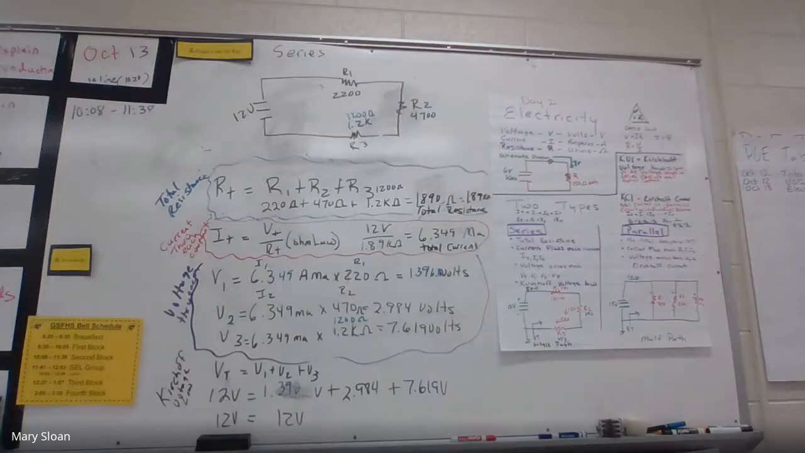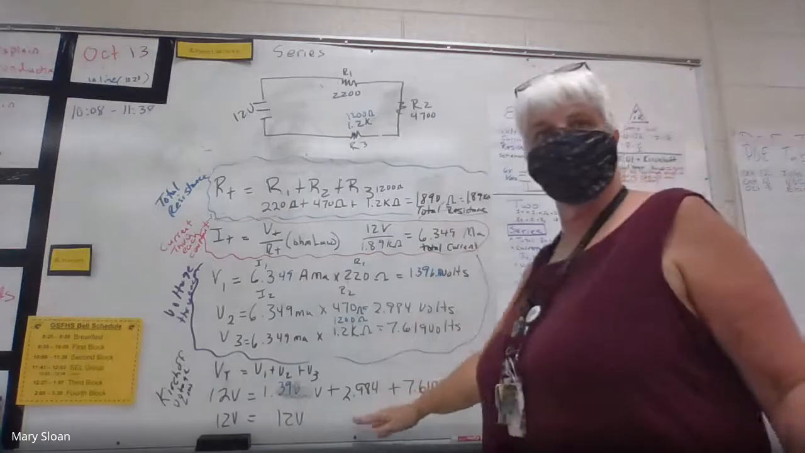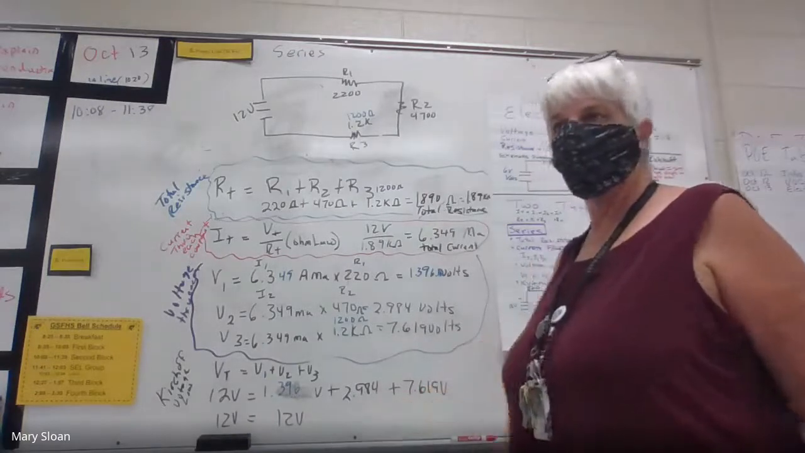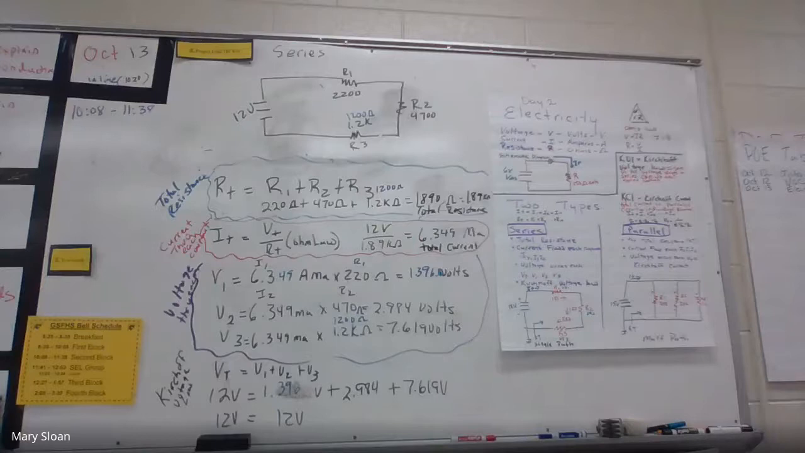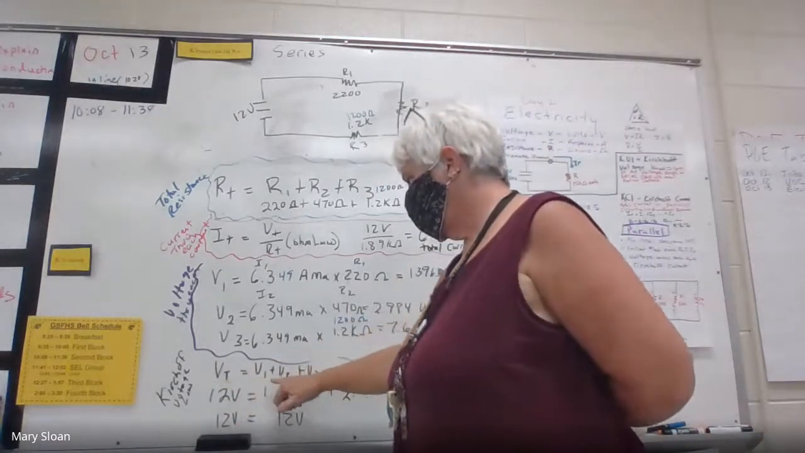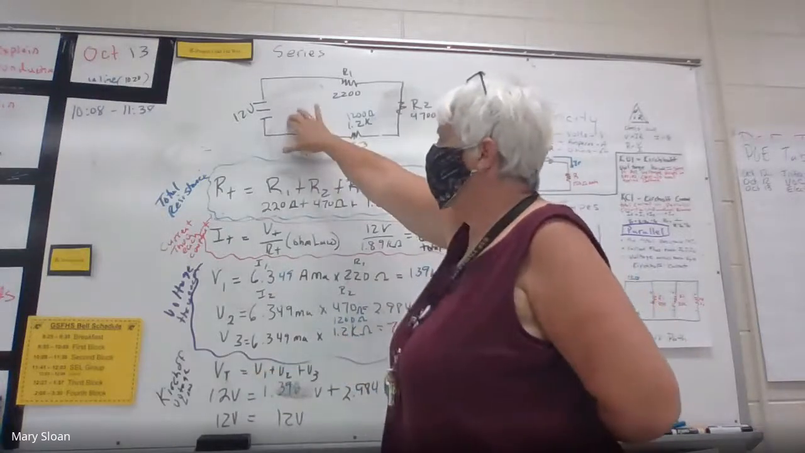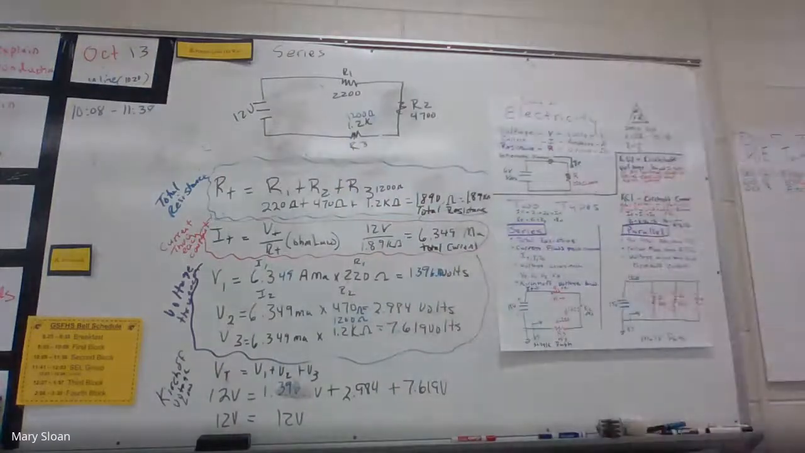1.396. I got 11.999. So it rounds up to 12. So what we did is we used the KVL, since this is a series circuit, to prove that our math is right. So I'm taking voltage total equals voltage 1 plus voltage 2 plus voltage 3, and that should give me what I have up here equaling the other side.